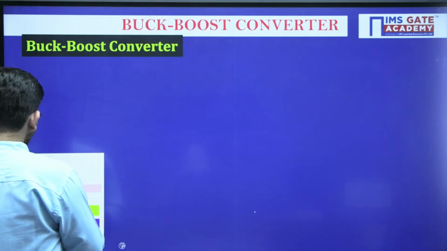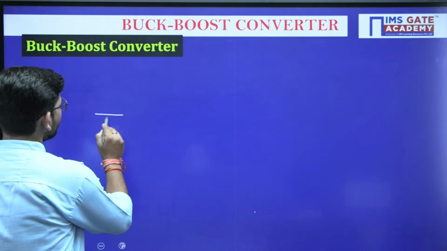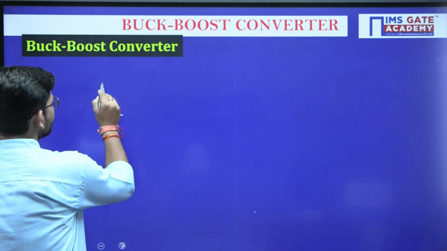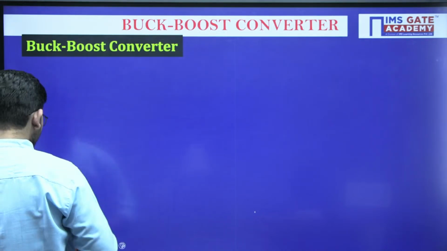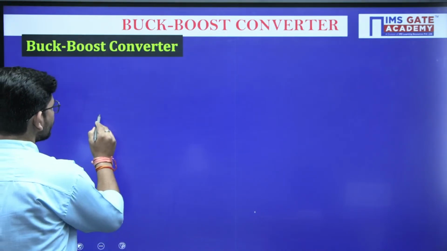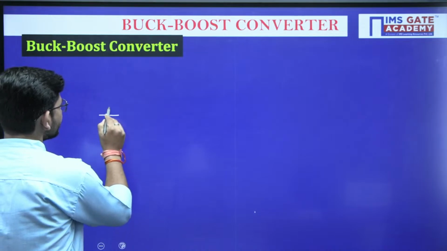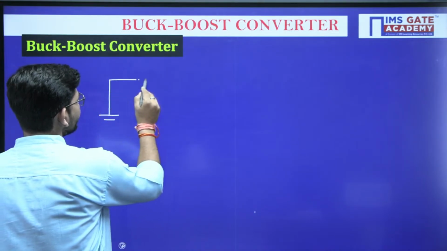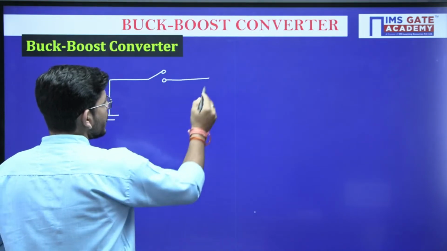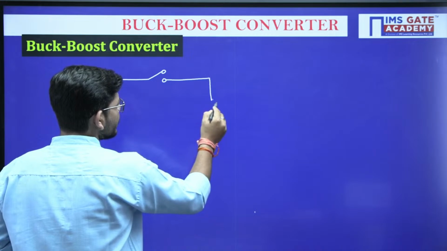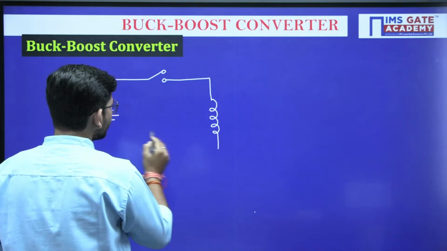So first of all we will have a fixed DC voltage which we want to either step up or step down. After that, there will be a switch on the source side, and we will have an inductor in the middle of both the input and output circuit.